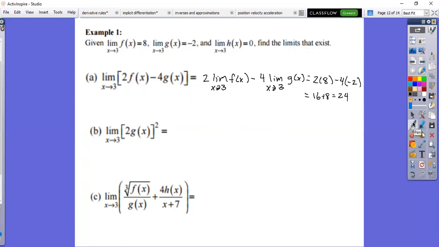So again, we're going to practice in class with applying some of these limit properties. But if you have any questions about this, feel free to bring them to class.